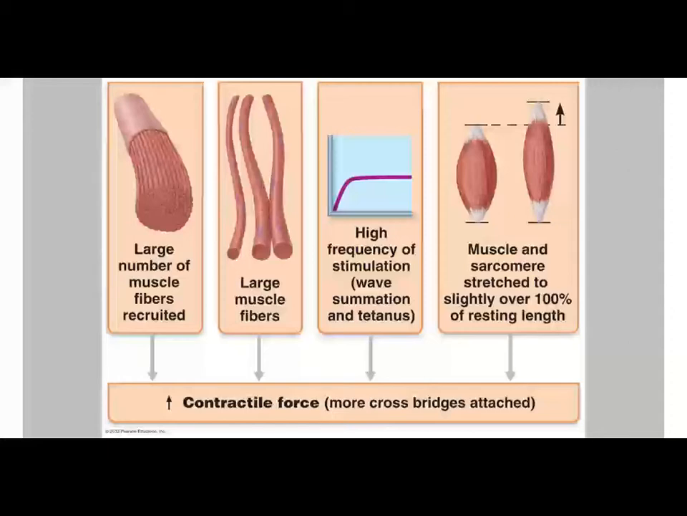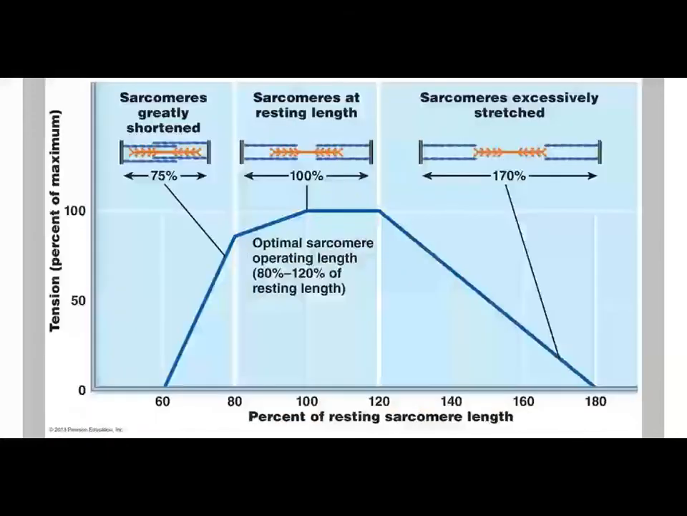And finally, when a muscle is slightly stretched, it will contract harder. So muscles that are stretched just over 100% of their resting length, those muscles will contract harder than unstretched muscles. And that's what we see here in this graph. We see sarcomeres that are either not stretched, stretched to full resting length, or overstretched. And we can see down here the blue line, that shows us strength of contraction.